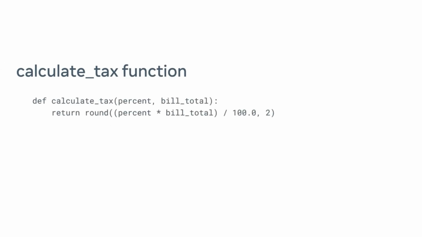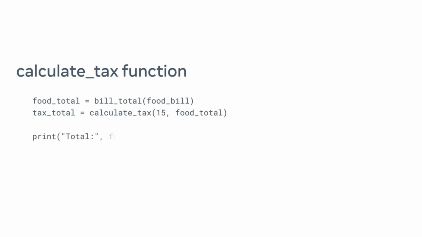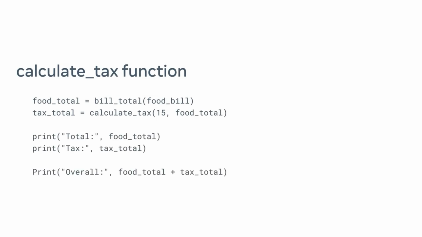The calculate tax function accepts 2 parameters, the percentage and the bill total. Then it returns the total amount of tax to be added to the bill, which is also rounded off to 2 decimal places. The food bill, which contains its items, represents a customer's bill which is static, but could also be changed to an input to accept data from the user to dynamically create a bill. The last few sections will call the 2 functions to calculate the bill and tax, and then print each out along with the overall total.